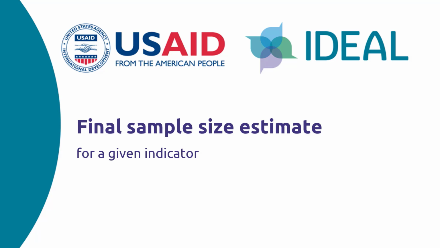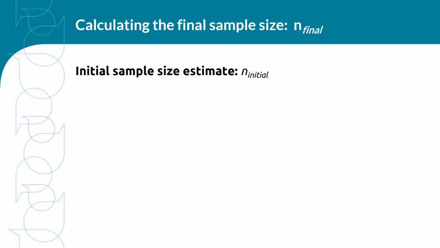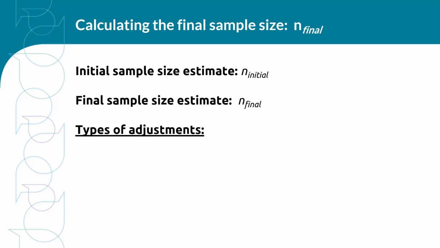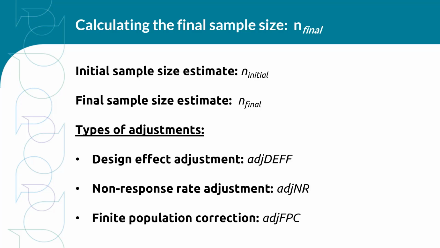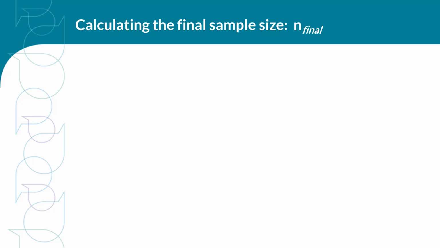Now we will talk about the final sample size estimate for an indicator. Once we have our initial sample size estimate, or n initial, we might make some adjustments to it that will reflect our final sample size estimate for a given indicator, or n final. These may include the following: design effect adjustments, non-response adjustments, and/or finite population correction. Let's go over what those terms mean.